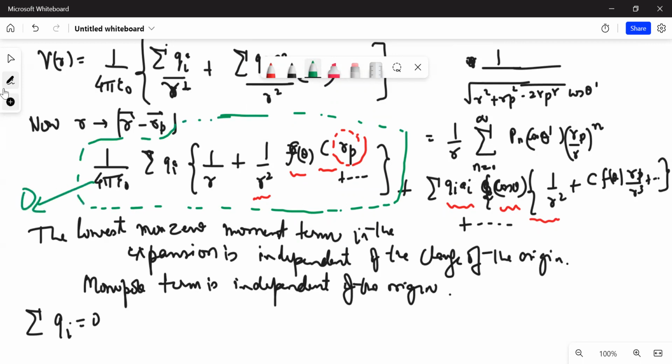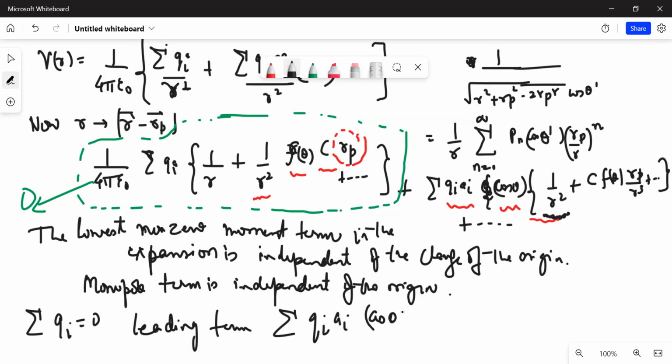If summation q_i is 0, then this entire term would go to 0. Now, what is the leading term now? If you see, the leading term which is not dependent on r_p is 1 upon r² cos theta summation q_i. So now the leading term would be what? Now the leading term would be summation q_i a_i cos theta divided by r², which is what? Which is the potential due to dipole. Is that clear or not?